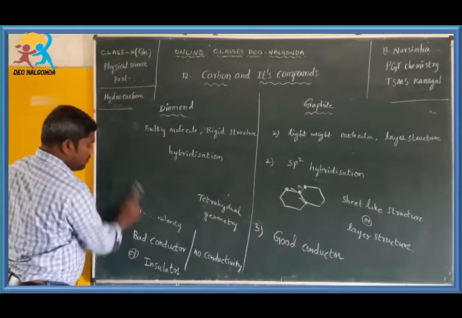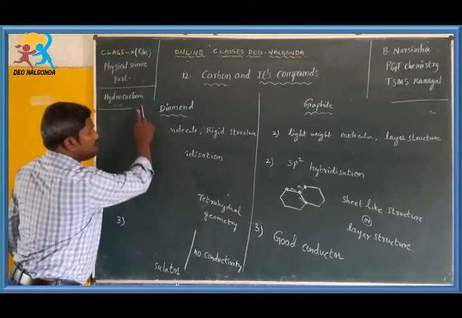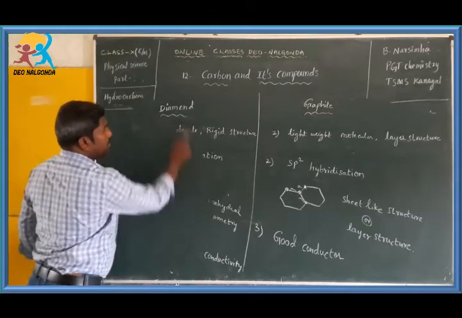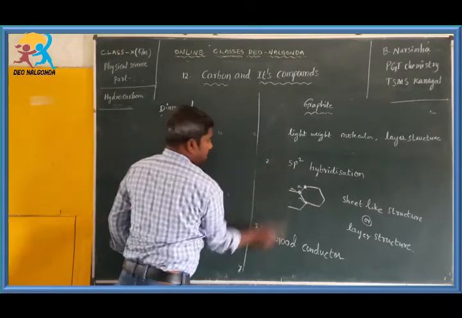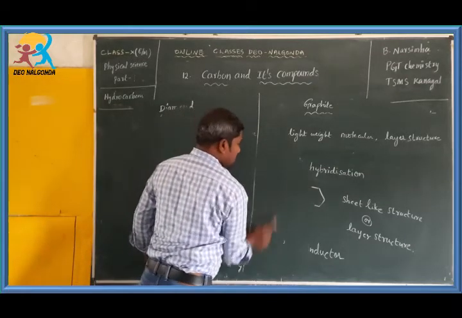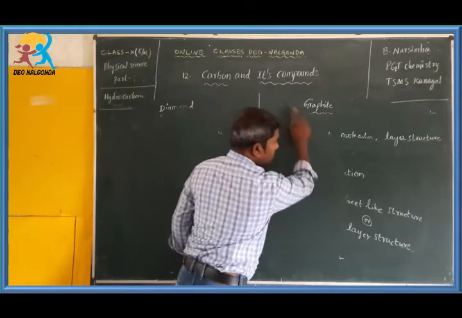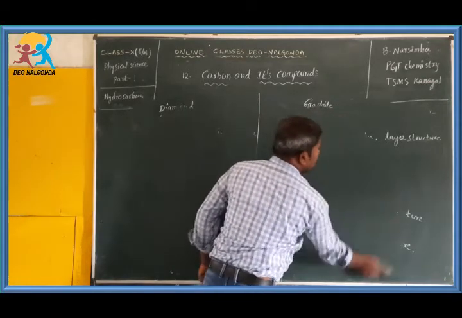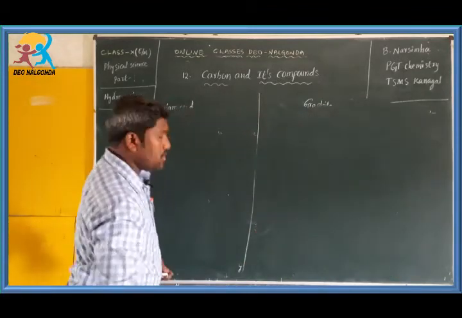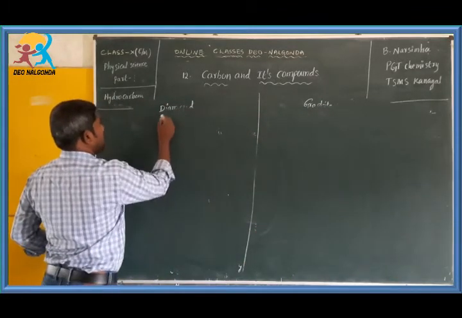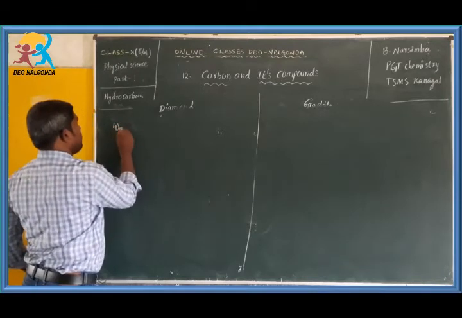sp3 hybridization, graphite, diamond. What are the uses of diamond? Fourth point, uses of diamond.